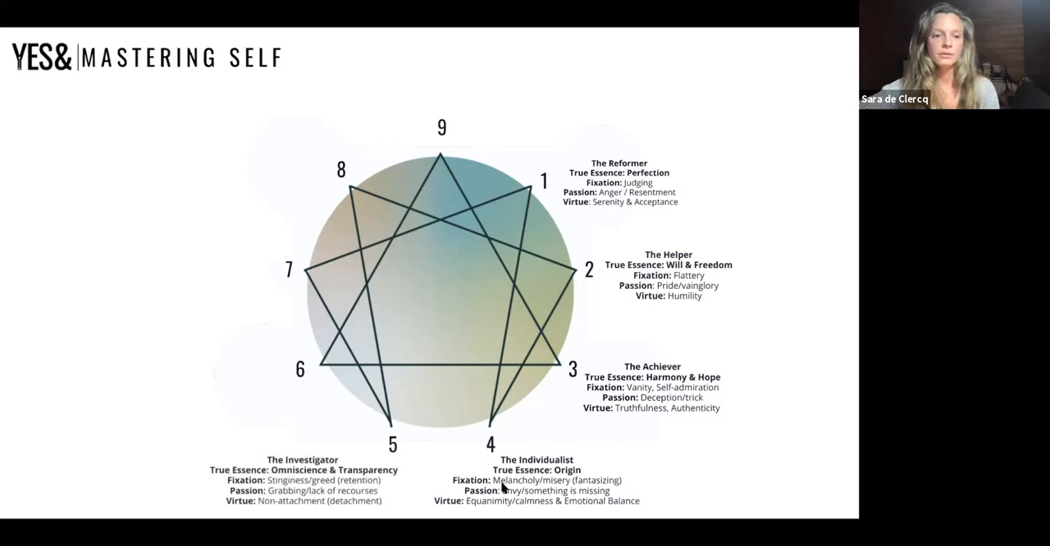Type 5, the investigator. So type 5 got the message at a young age, it's not okay to be comfortable in the world. So the type 5 is all about knowledge. And the fixation here is stinginess and greed. So type 5 can be quite materialistically absorbed in that sense, and is all around I need to be comfortable in some way.